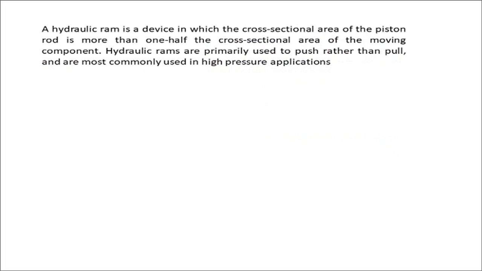A hydraulic ram is usually used in the hydraulic press, which has a higher cross section. A hydraulic ram is a device in which the cross sectional area of the piston rod is more than half of the cross sectional area of the moving component. That means the rod area is quite large. Hydraulic rams are primarily used to push rather than pull, and are most commonly used in high pressure applications like the hydraulic press.